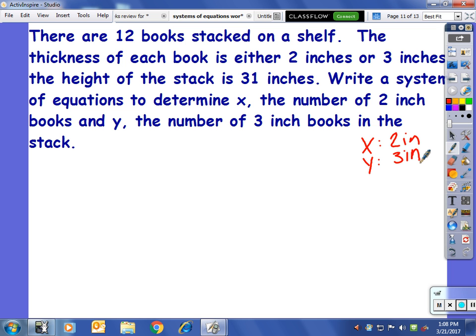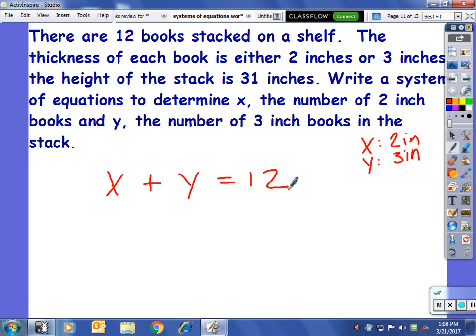Keep that in mind. Now, the question, I don't know if you noticed, says just to write a system, and sometimes that's all they ask you to do. Write the system that would solve the problem. Now, we're going to write it, and I'm also going to have you solve it. But let's focus on writing it first. The very first sentence is its own equation. There are 12 books. 12 total books made up of different types of books. X plus Y equals 12. That has nothing to do with how high the stack is. That's just we've got 12 total books, and they're two different types.